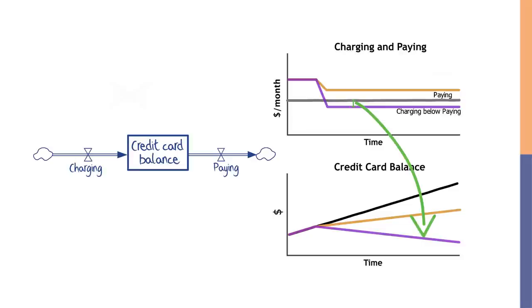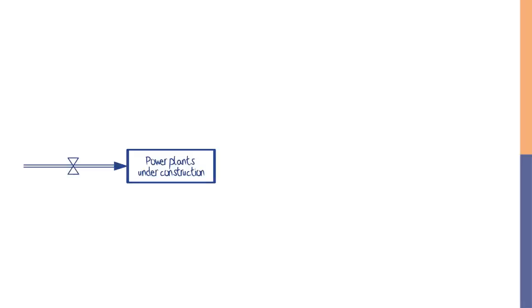That's how these stocks and flows work. Sometimes these diagrams can be chains of stocks and flows, not just a single stock and flow. Consider the process of creating power plants, electrical production, whether they be coal, gas, nuclear, wind, or solar. The first flow is initiating construction, perhaps measured in megawatts per year.